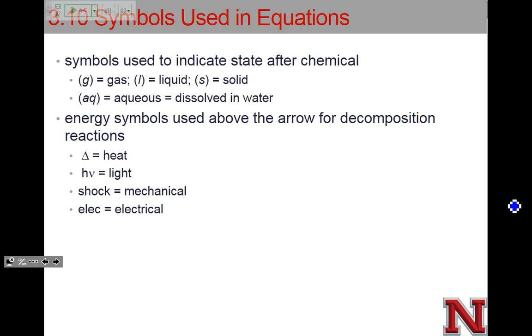You might see, but not as much in this class, shock and elect. That means mechanical, so we had to mechanically agitate the reaction to make it occur. Or electrical, that's usually really important for oxidation reduction reactions, might have to occur for the reaction to occur. What we'll see a lot more is heat and light. We use heat a lot for reactions, so you need to know those symbols. Sometimes those are above the arrows.